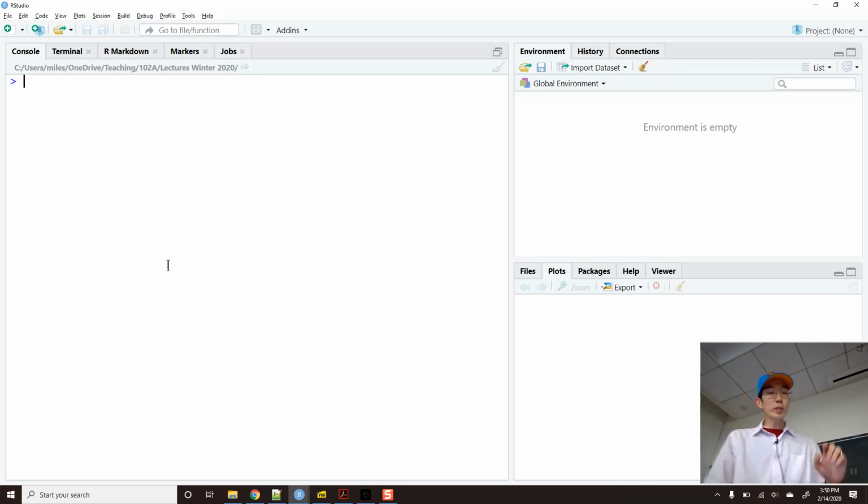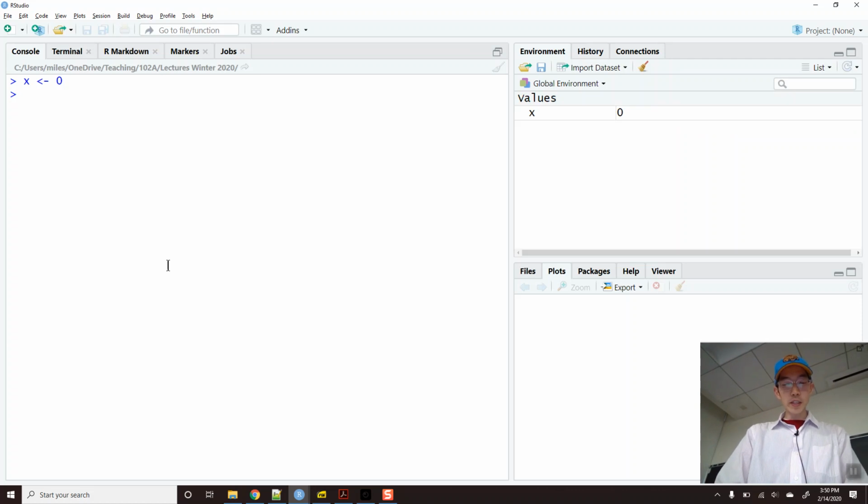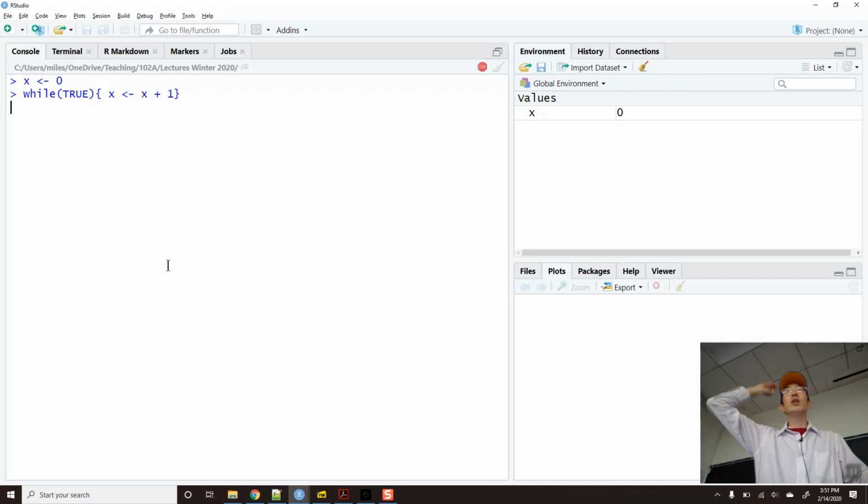Okay, what will happen if I do this? If I say x is 0 and then I create a while true, an infinite loop where I say x is x plus 1, and I just let this run. And say I have a fast computer and I come back a year later. I've been letting the computer add 1 to itself and it's been counting for a long time. What number will x be?